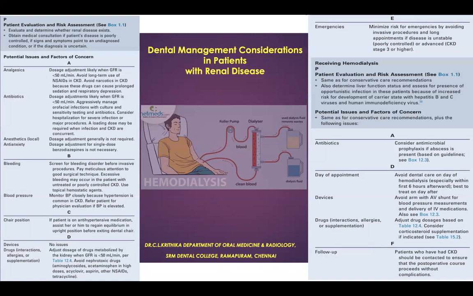Drugs, interactions and allergies are of concern. Adjust the drug dosage based on the stage of the renal disease. Consider the use of corticosteroid supplements if required. Follow up. The patient who has had a chronic renal disease should be contacted to ensure that the post-operative course proceeds without any complications.